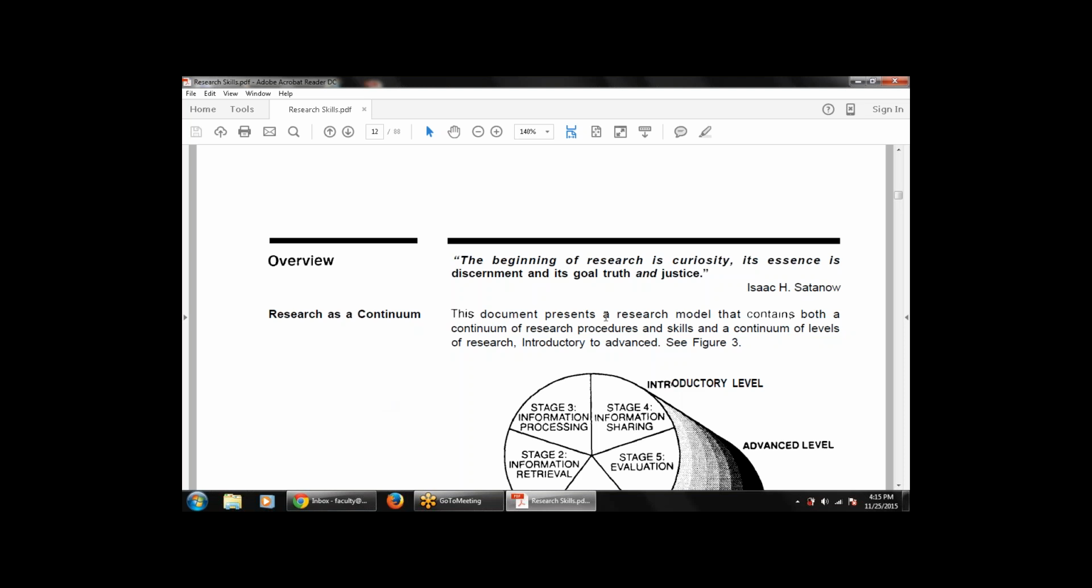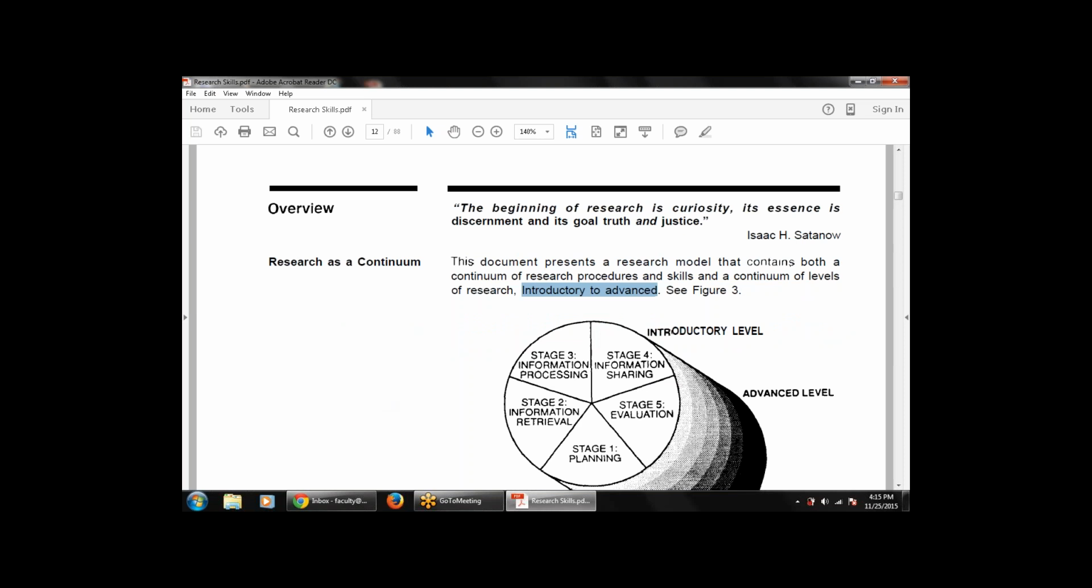So this document presents a research model that contains both a continuum of research procedures and skills, and a continuum of levels of research, that is introductory to the advanced. So this starts with the introduction and moves to the advanced part.